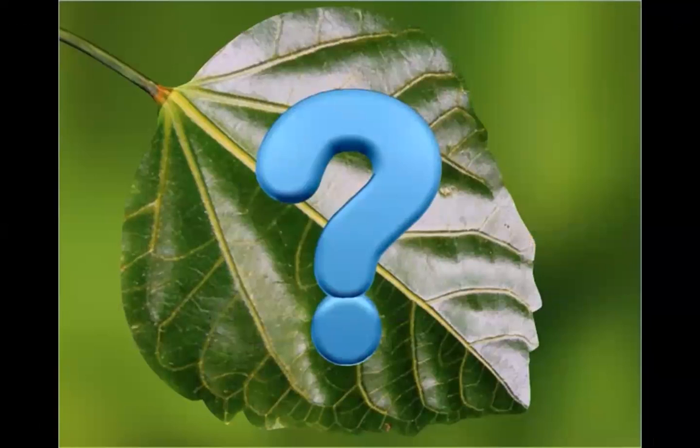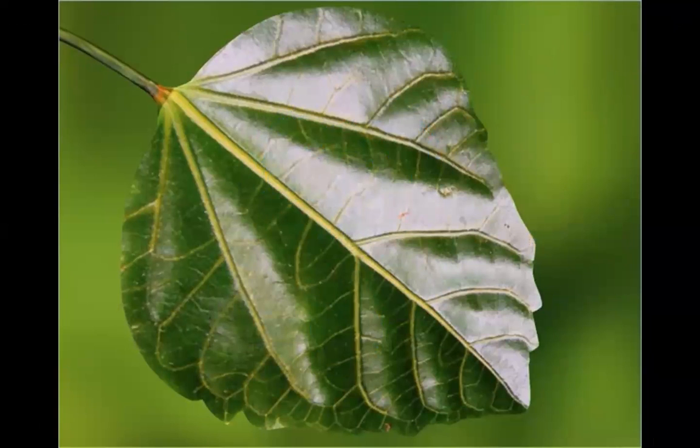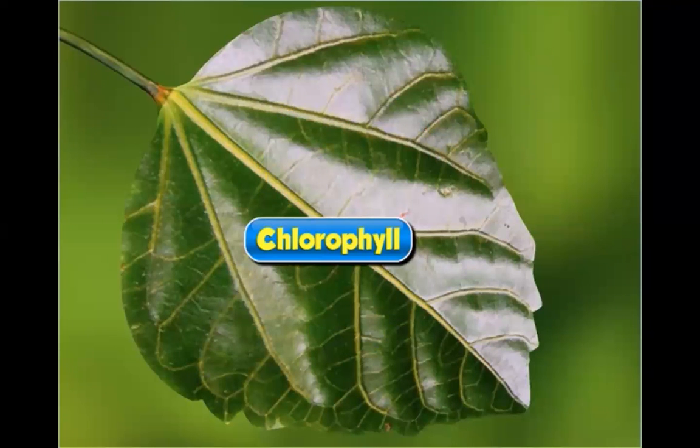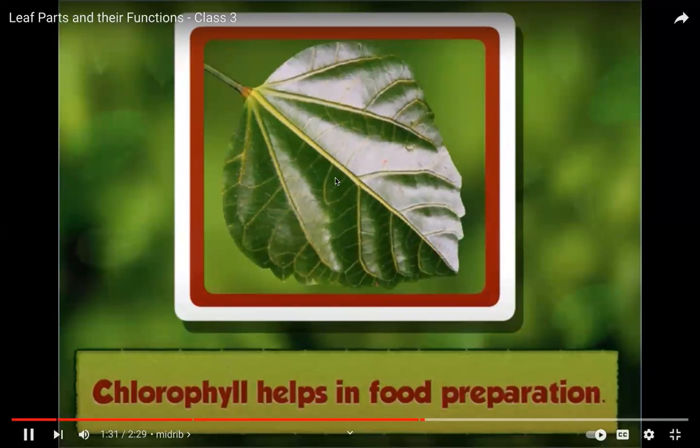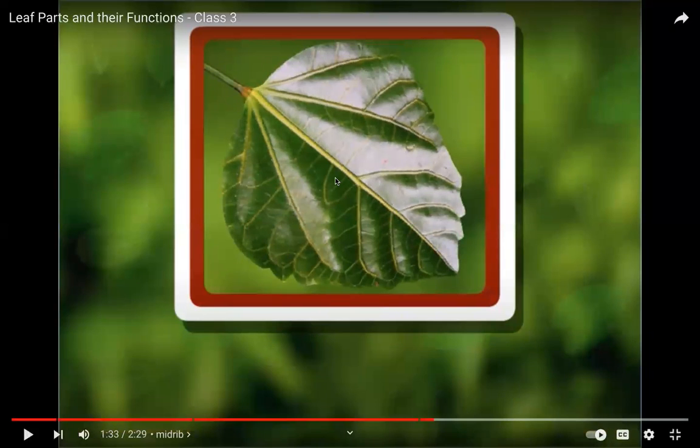Why is a leaf green? Well, a leaf is green due to the presence of a substance called chlorophyll in it. Chlorophyll helps in food preparation. Okay, so why is the leaf green? The leaf is green because it contains a green color substance which is called chlorophyll. Is it clear, Debangshu? Yes, ma'am. Is it clear, Tuhin? Yes, ma'am.